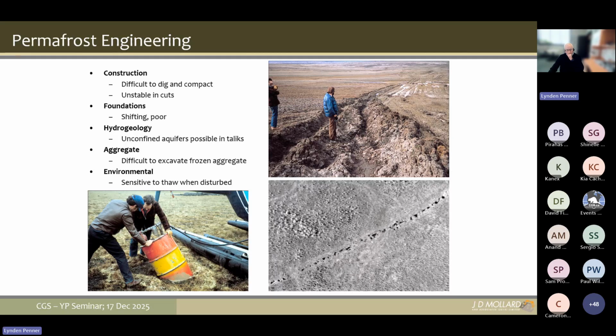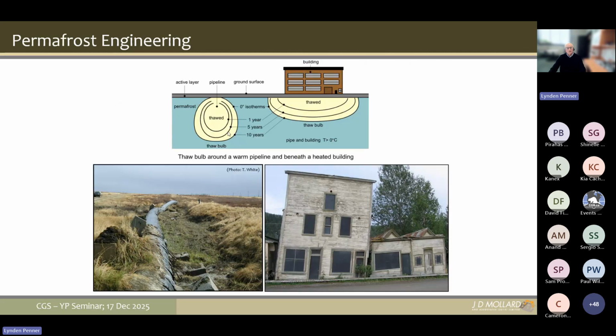Environmentally, of course, pretty sensitive to thaw. If you introduce some infrastructure like a pipeline or a building that interrupts the underlying permafrost, creating a source of heat, and it's not insulated and not kept cool below the foundation, then of course the permafrost thaws and results in differential subsidence, collapse and thawing of the ground around the pipeline.